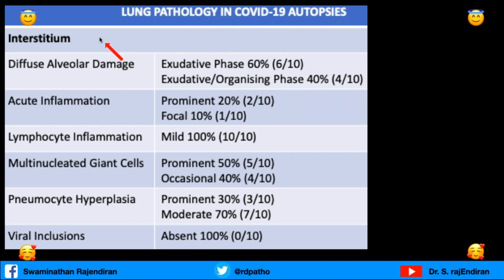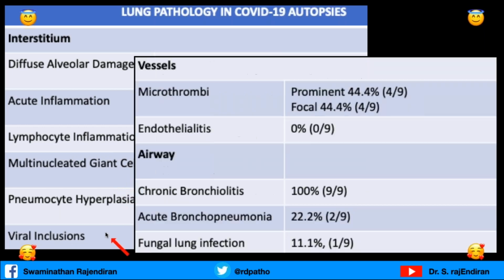It is in the interstitium, in the airway, and in the blood vessel. In the interstitium, it is diffuse alveolar damage, acute inflammation, lymphocytic inflammation, multinucleated giant cells, pneumocyte hyperplasia, and viral inclusions in the pneumocytes. In the vessels, it is microthrombi and endothelialitis. In the airways, it is chronic bronchiolitis, acute bronchopneumonia, and fungal lung infection. So these are all the changes you see in COVID autopsies.